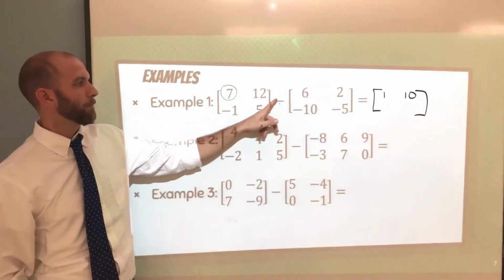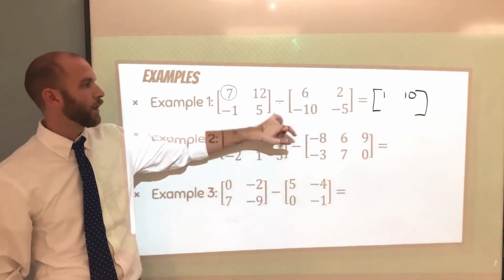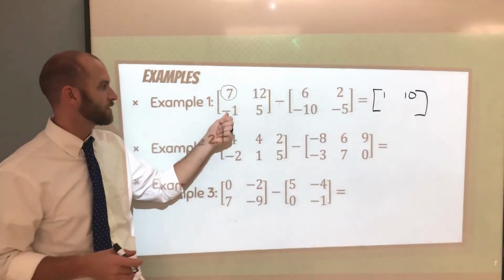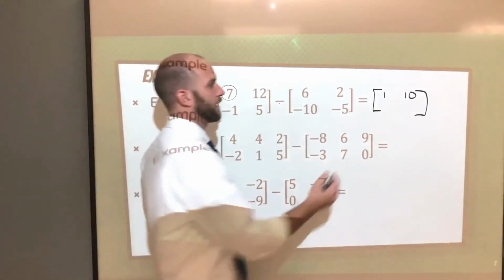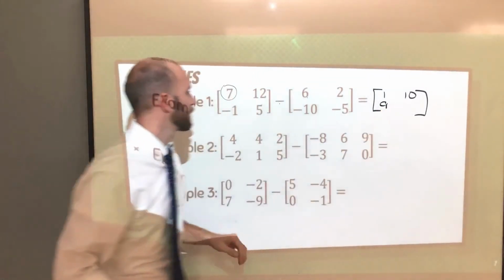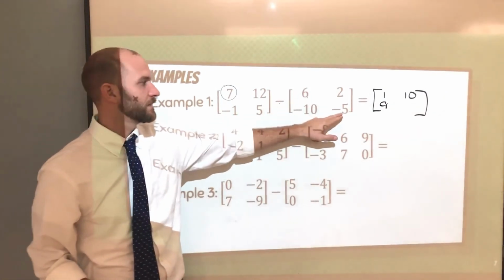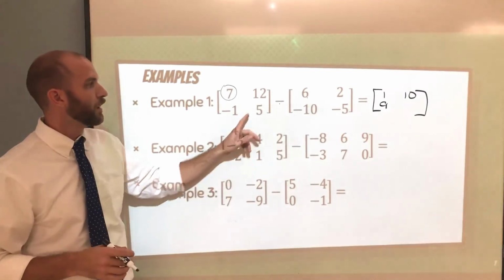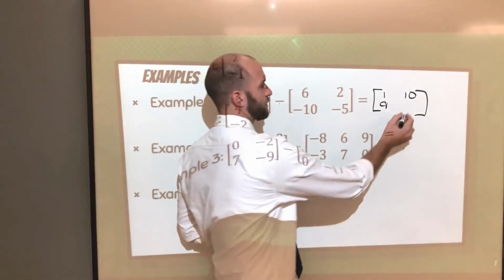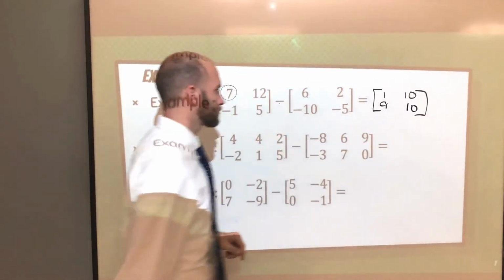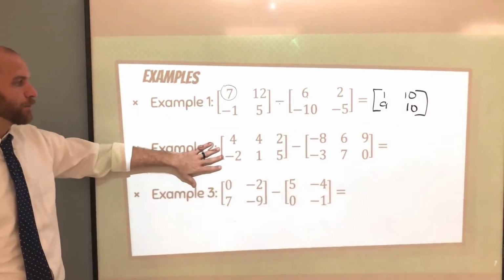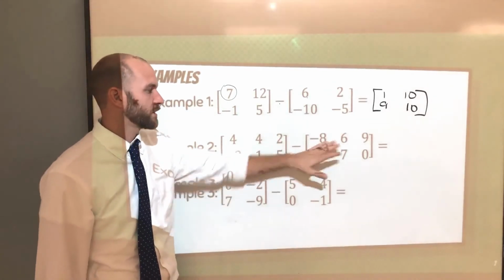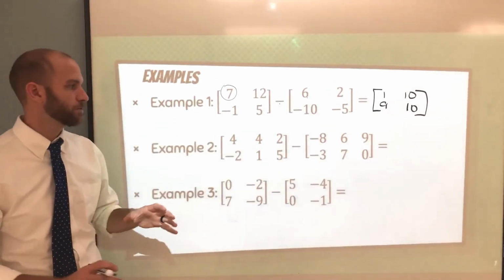We've got negative 1 minus negative 10. Now, minus a negative would be adding, so that's the same thing as negative 1 plus 10, which would give us positive 9. And then 5 minus negative 5, again, when we subtract the negative, we're actually adding those together. So it's 5 plus 5 would give us 10. In this second example, we're going to end up with a 2 by 3 matrix again. We've got a 2 by 3 matrix subtracted by another 2 by 3 matrix, so that works perfectly.